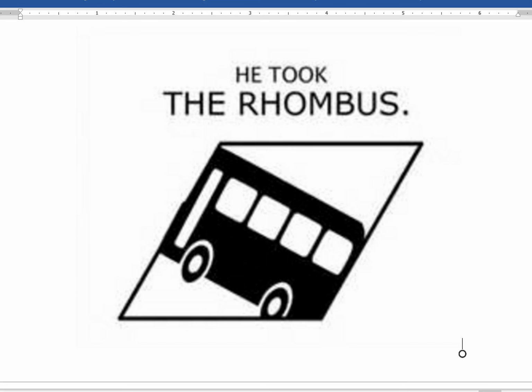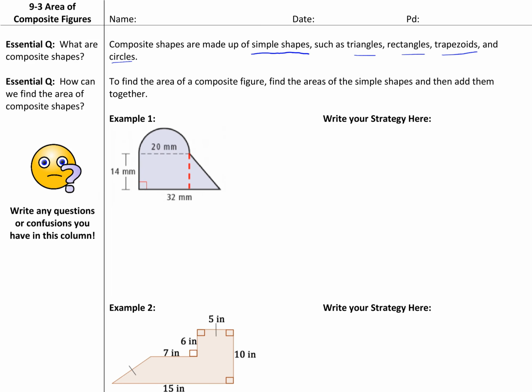Alright, so let's get into it. So our first example, we have this shape here, and it looks like it's made up of three shapes, so we're going to come up with a strategy first. So right here I see a semicircle, with a diameter of 20 millimeters. So I'm going to need to find the area of the semicircle.